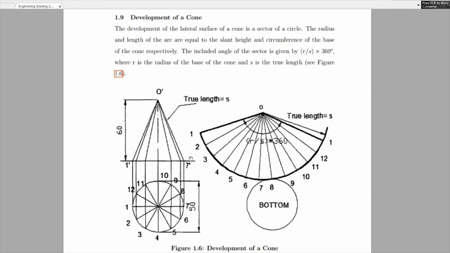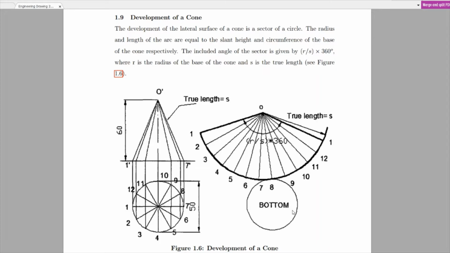Then with that, we use the s as the radius for the sector of a circle, which will be the development of the cone. All right, then the angle that this sector would have will be equal to r divided by s times 360. So r is the radius of the base circle, s is the true length of the slanted edge, and then 360. So when we calculate that, what we'll get will be the angle. All right. Okay, so we're going to go into that and see how to go about it.